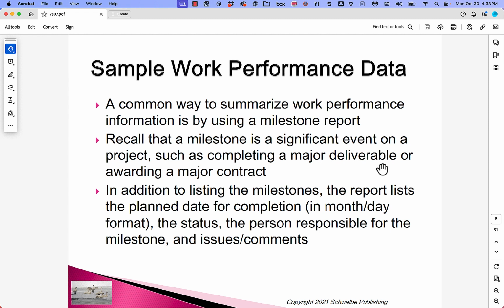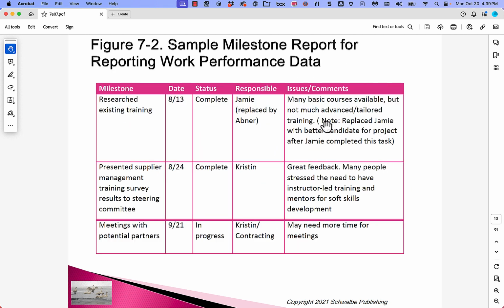Recall that a milestone is a significant event on a project, such as completing a major deliverable or awarding a major contract. In addition to listing the milestone, the report lists the planned date for completion, the status, the person responsible for the milestones, and issues and comments. So here's an example of a milestone report from one of the sample cases. And I think these can be very compelling. So I think these are a great way to communicate to the stakeholders how things are going.